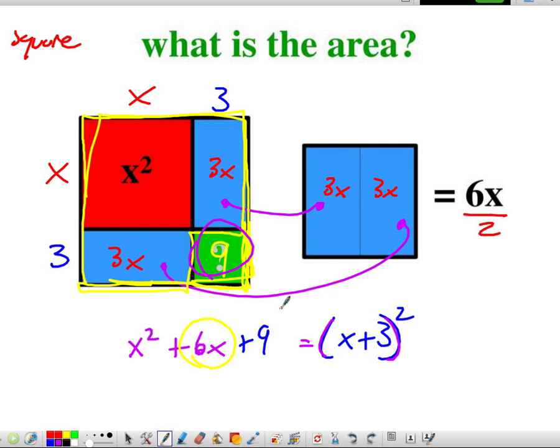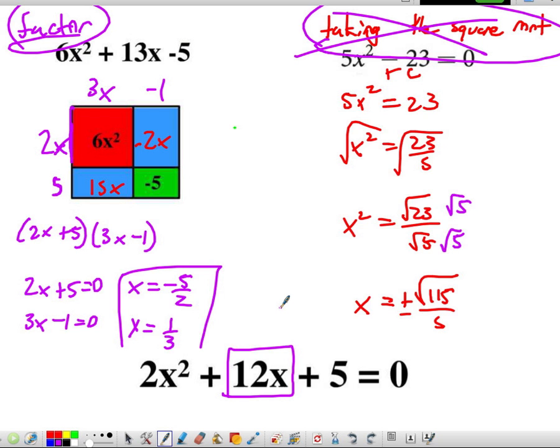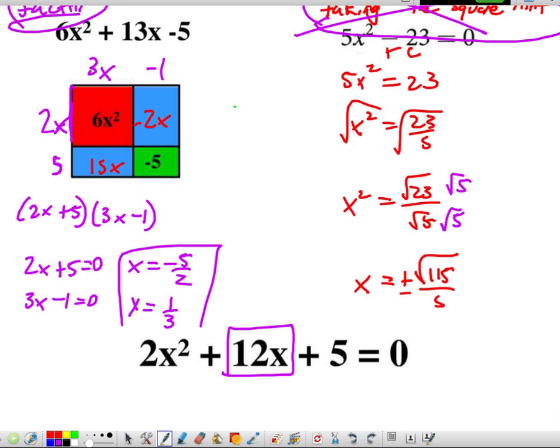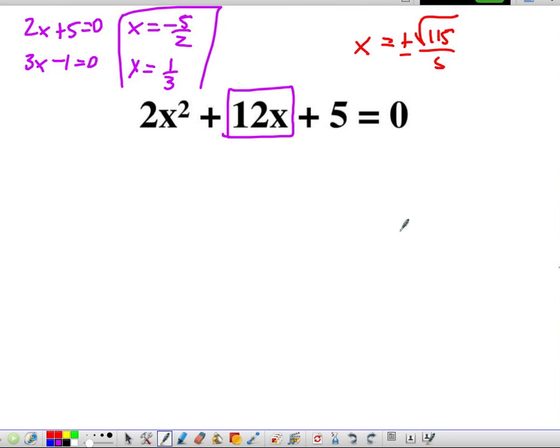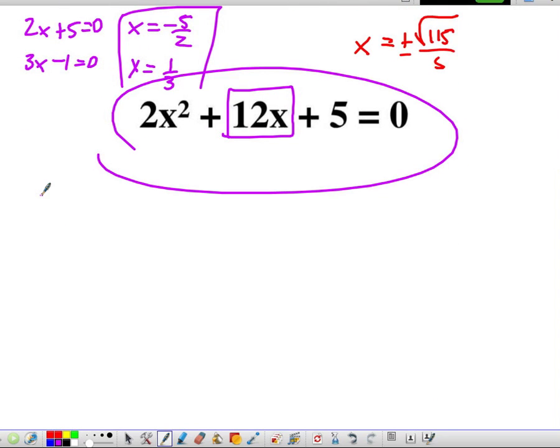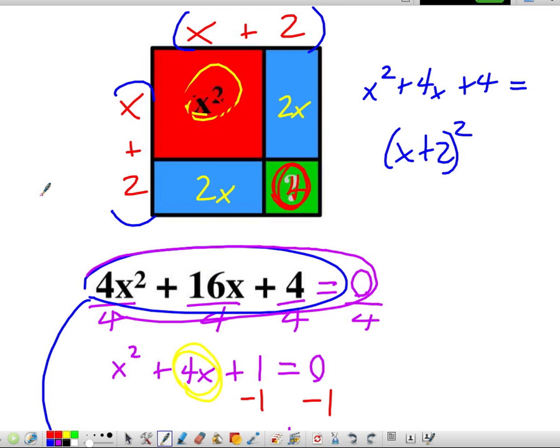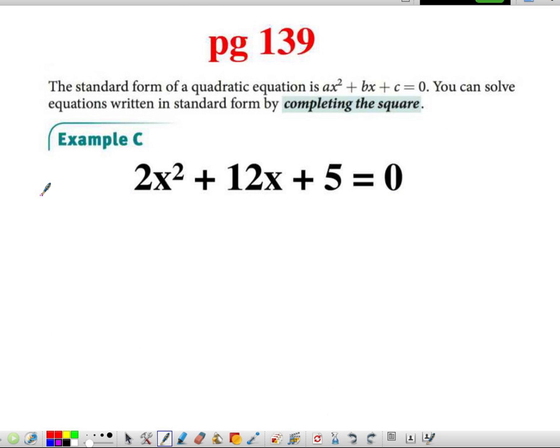Okay. Now remember when we were looking at all the different methods that we have learned to solve a quadratic equation. First we learned how to factor, then we learned how to take the square root, and then we were stuck here. How do we solve this equation? Well, now we can go ahead and solve it by completing the square.